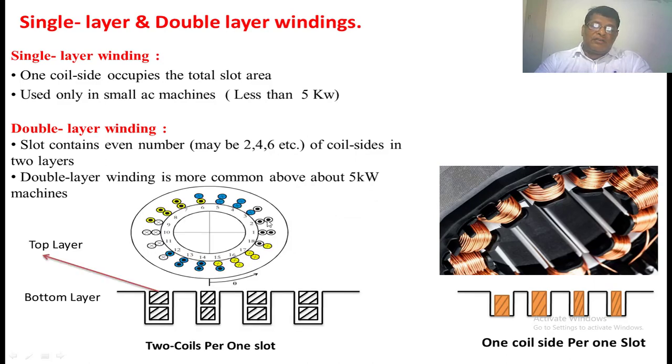This is the cross-sectional view of a synchronous machine. This is the stator winding. This is single layer. This is double layer. If you see here, this is one slot. This is one layer. This is another layer. This is the top layer. This is the bottom layer. This is nothing but 2 coils per slot.